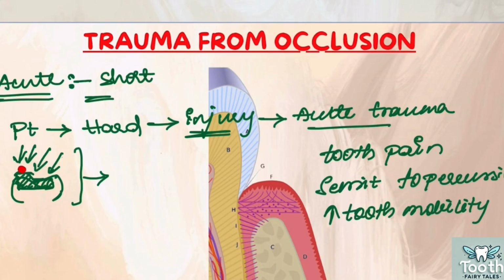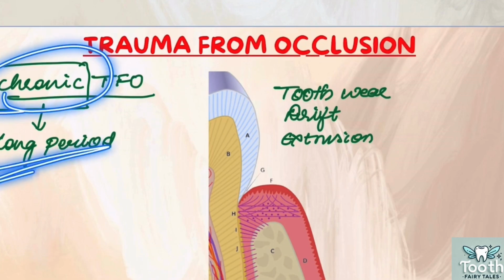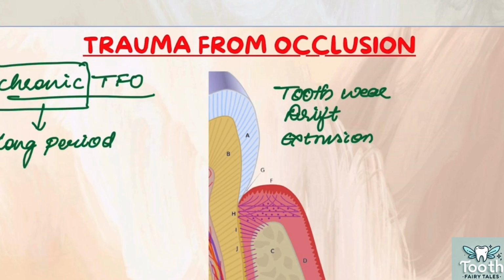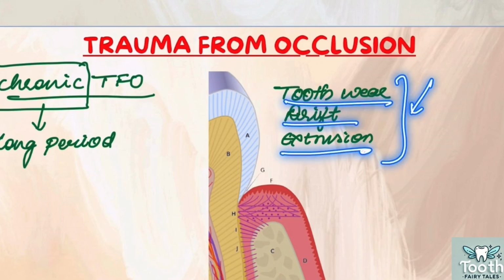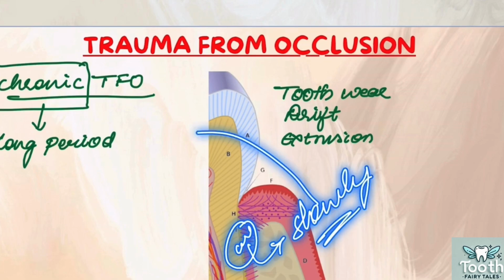Next, let us understand chronic trauma from occlusion. Here, the trauma is happening over a long period of time. Chronic means from a long period. For example, tooth wear, drifting and extrusion of the teeth. These processes take some time in the oral cavity to form. In tooth wear, drifting or extrusion, if there is any change in the direction of occlusal forces, then that will result in tissue injury, but the injury is happening slowly. So this is known as chronic trauma from occlusion.